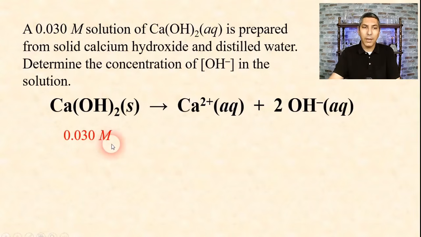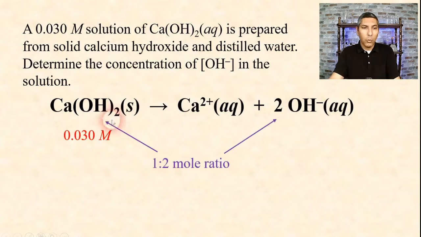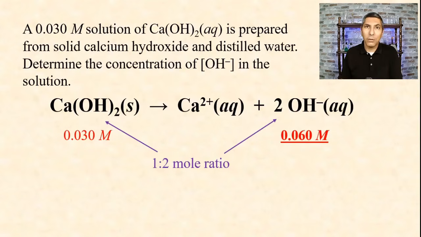So if the concentration of calcium hydroxide is 0.030 molar, and we're being asked to determine the concentration of hydroxide, hopefully you can see that there's a 1-to-2 ratio here. There's 1 particle of calcium hydroxide for every 2 ions of hydroxide, right out of the coefficients of the balanced equation. So if the concentration of calcium hydroxide is 0.030, then the concentration of hydroxide will have to be twice as much, won't it? Or 0.060 moles per liter. So that's how we can use the balanced equation to calculate or determine the concentration of ions in the solution.